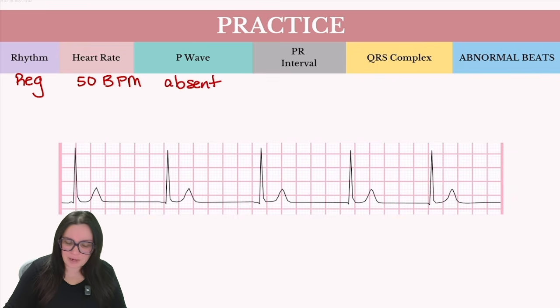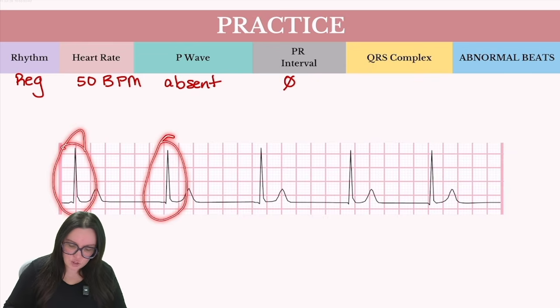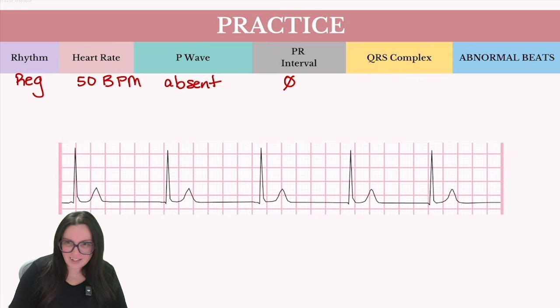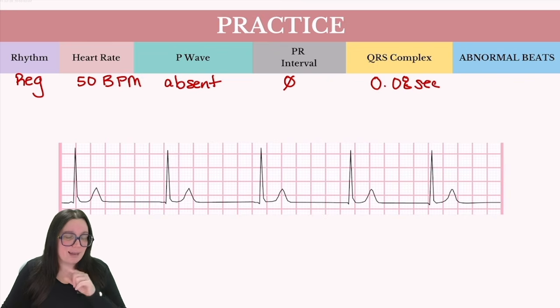Because we don't have any P waves, we don't have a PR interval, so we know that that is automatically eliminated. And if we take a look at our QRS complexes, they do appear to be narrow and normal. So I would say, just based on looking at it, it's probably about 0.08 seconds. And do we have any abnormal beats? Absolutely not, so we can automatically eliminate that as well.